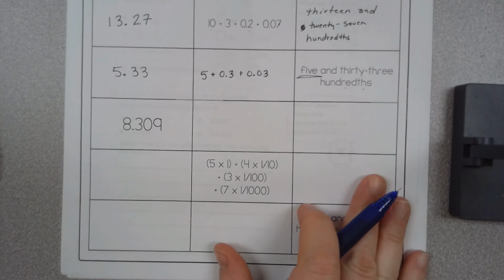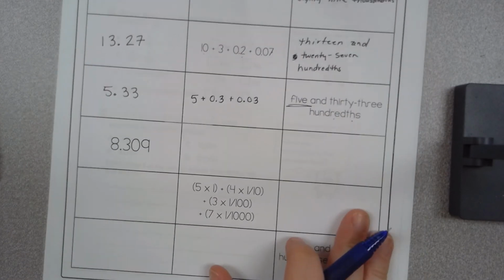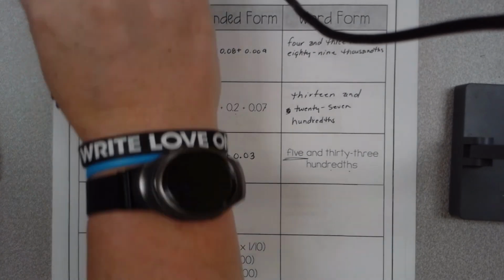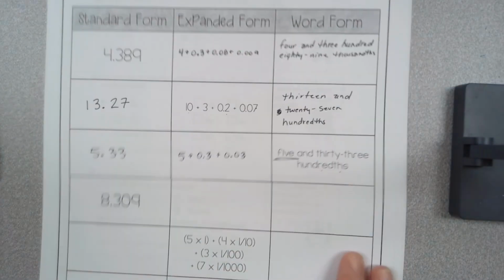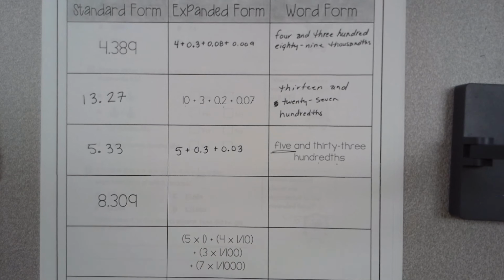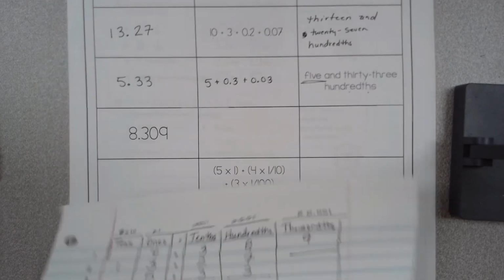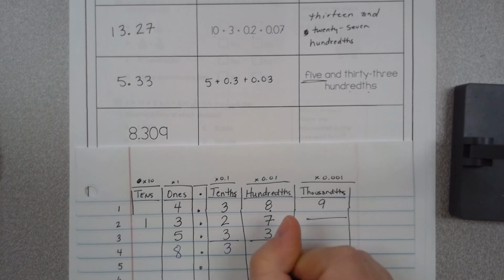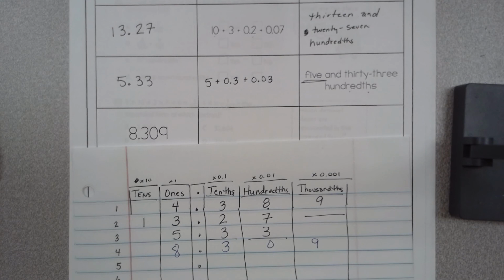Okay, hopefully you paused the video, because if you didn't, you didn't listen to directions. All right, so you could have used your place value chart once again, right here, and just filled it in. You have 8, 3, 0, 9.